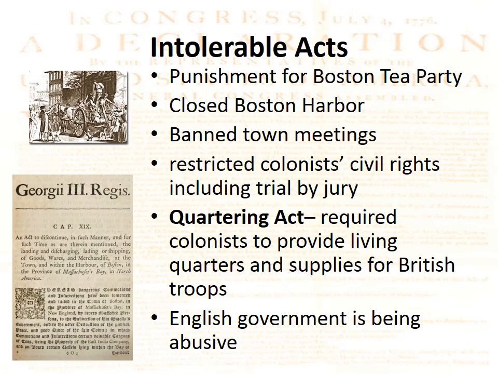So what the British did was they passed these acts, okay? Now, the British called them the Coercive Acts. The colonists called them the Intolerable Acts. So you can see that there's a little bit of a slant here. We thought that they were intolerable. They thought they were just trying to make us do something. This is a punishment for the Boston Tea Party, and it closed down the Boston Harbor.